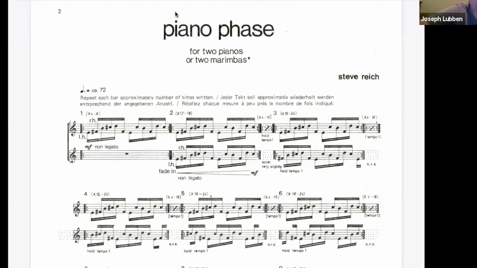And so he made a number of pieces for piano, in this case, piano or marimbas. I've heard it both ways. Clapping Music is another example of phase shifting. There's Violin Phase. I've heard Violin Phase played on the cello. And there's a number of other ones, and all of you might be familiar with them. I don't believe there's a tuba phase. I could be wrong. Anyway, this was very early in his career, mostly in the late 60s and into the early 70s, possibly.